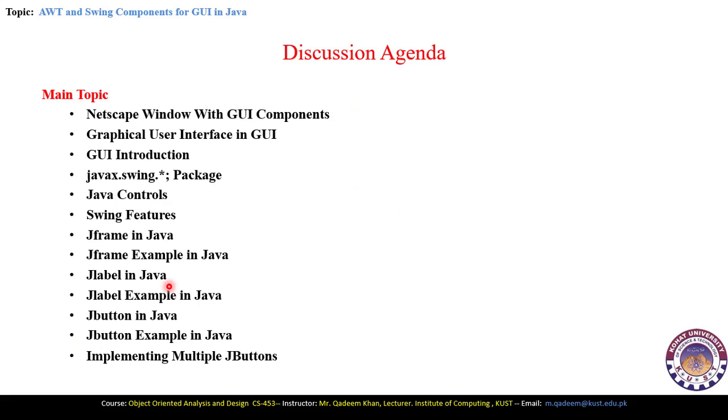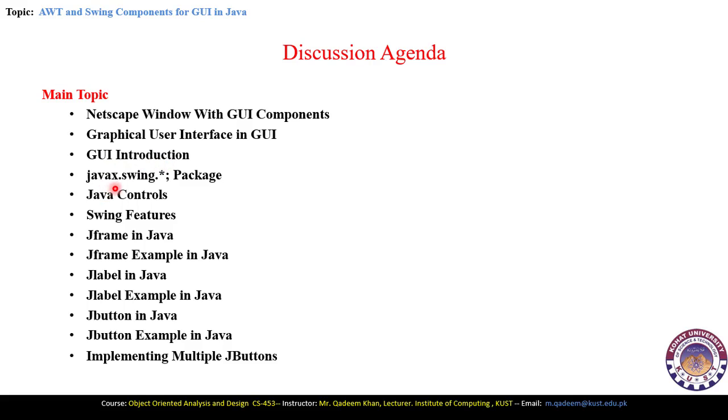This is the discussion agenda. It contains the topics of Netscape windows with the GUI components. Here we will give you examples of the Netscape windows. Then we have the graphical user interface in Java. So here we will discuss how the GUI components are arranged in the interface for representing the computer's user interactions. Then we have GUI introductions.